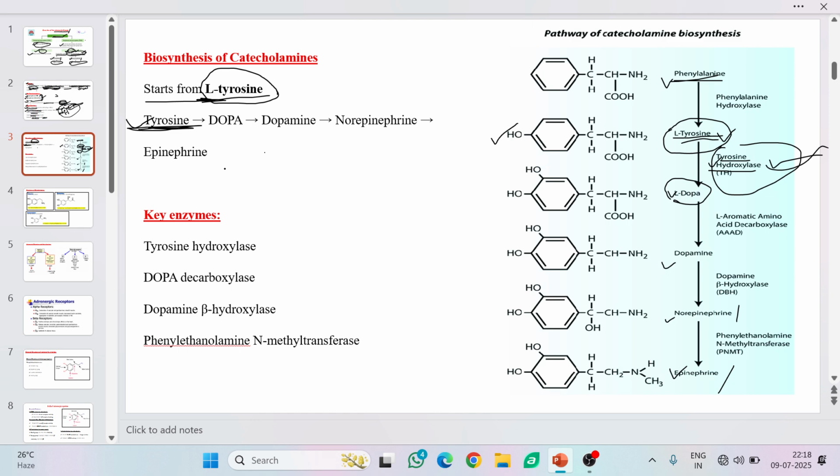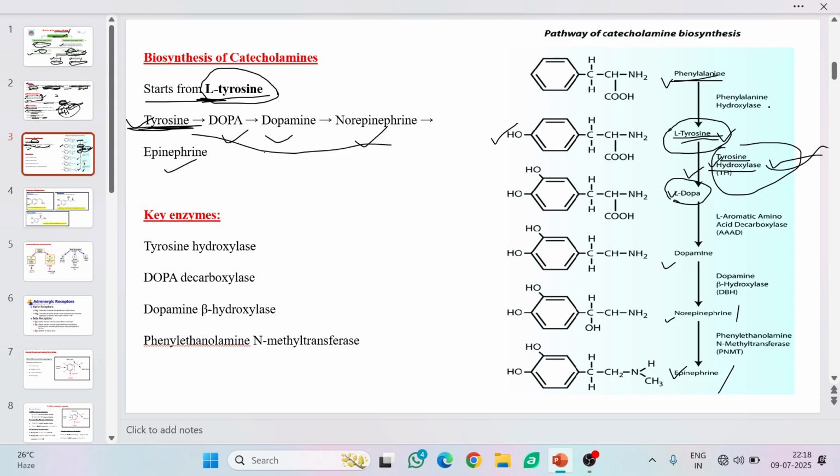Just remember what the major step or rate limiting step is. So this step, during conversion of L-tyrosine into levodopa, the enzyme required is tyrosine hydroxylase, and this step is the rate limiting step, because this determines how much catecholamine is going to be produced. Okay, so this is the overall pathway of how they are synthesized: tyrosine to dopa, then dopamine, norepinephrine, and then epinephrine. So majorly, you have to learn these enzymes.